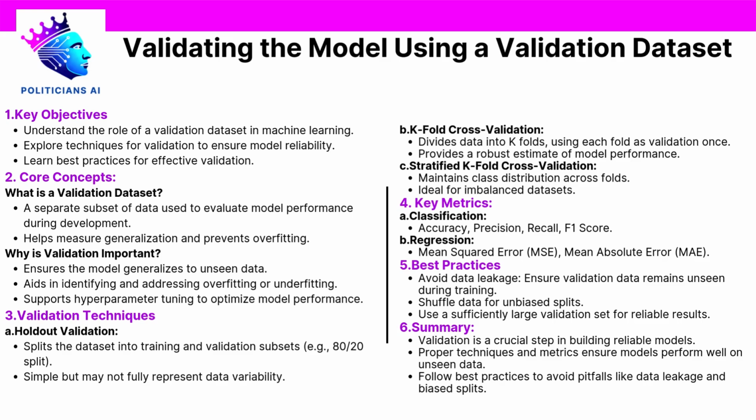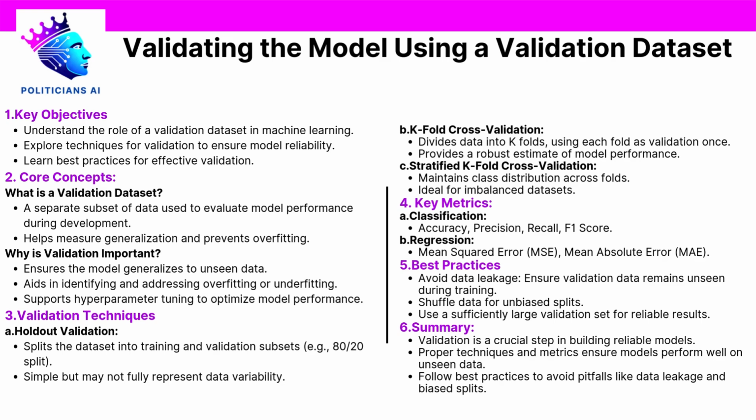To address this, we have k-fold cross-validation. Instead of a single split, this method divides the data into k subsets, or folds. The model is trained and validated k times, using a different fold for validation each time and the rest for training. This ensures that every part of the data is used for both training and validation, providing a more reliable estimate of model performance. However, k-fold can be computationally intensive, especially with large datasets or complex models.